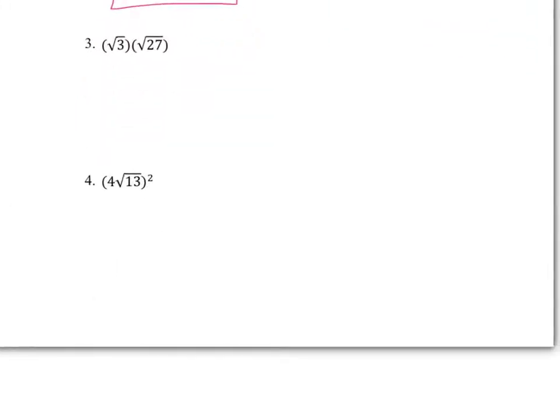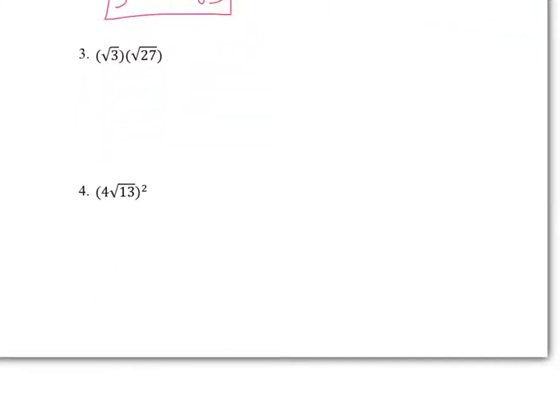Alright, multiplying these things, you literally just multiply the inside of it. So we can multiply straight across the way it is. We've got 27 times 3, which is going to be square root of 81. And we know that the square root of 81 is 9, so that is the answer to that problem.